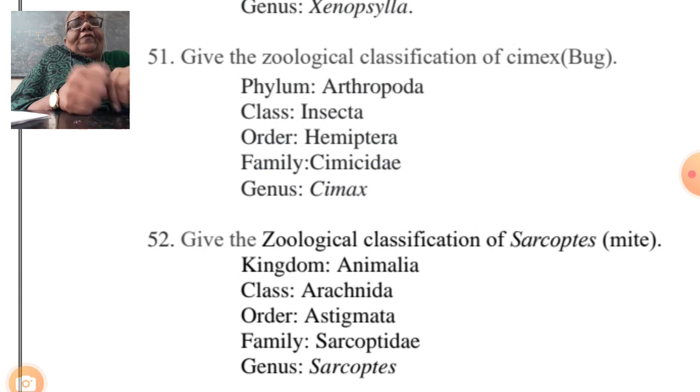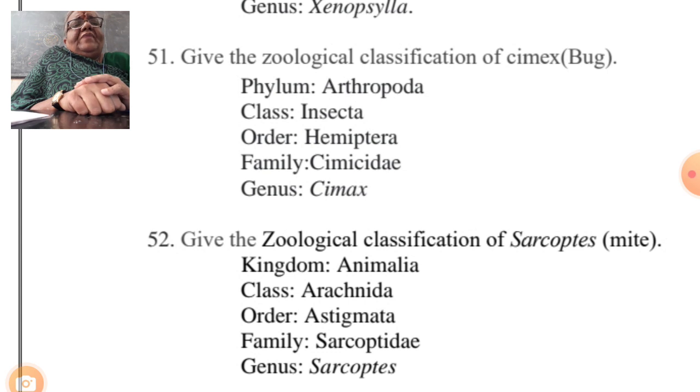This is the rule. Here, Cimex is the scientific name. It is neither in italics nor has it been underlined. That is a small mistake from our side. Please ignore it. But here at the level of genus, in the answer it is correct.